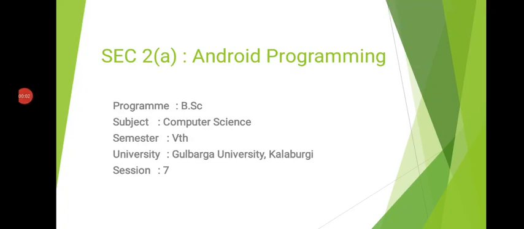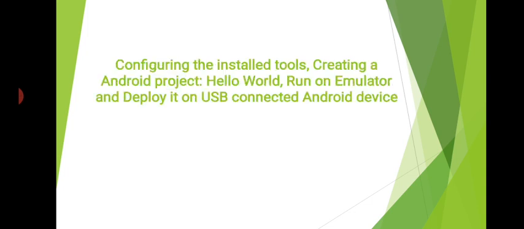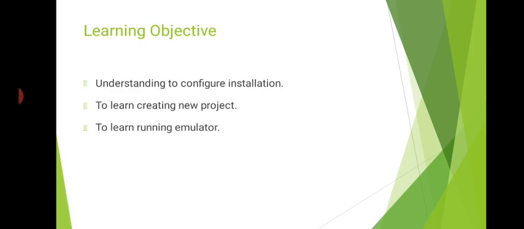Hello, welcome to the seventh session of Android programming. The topic to be covered is configuring the installed tools, creating Android project Hello World, running on an emulator and deploying it on a USB connected Android device. So the objective of this topic is to understand the configure installation, to learn creating a new project, and to run the emulator.